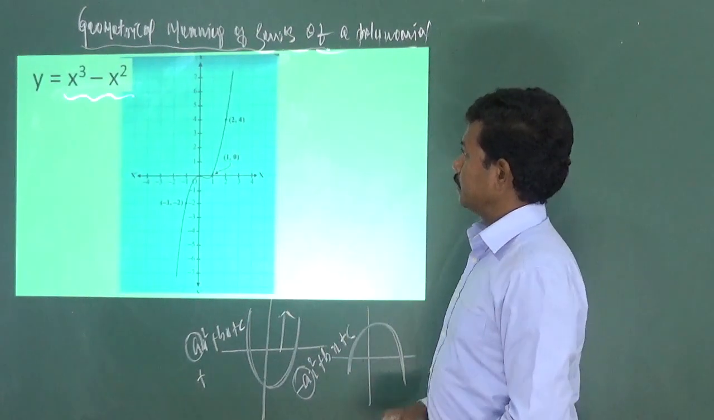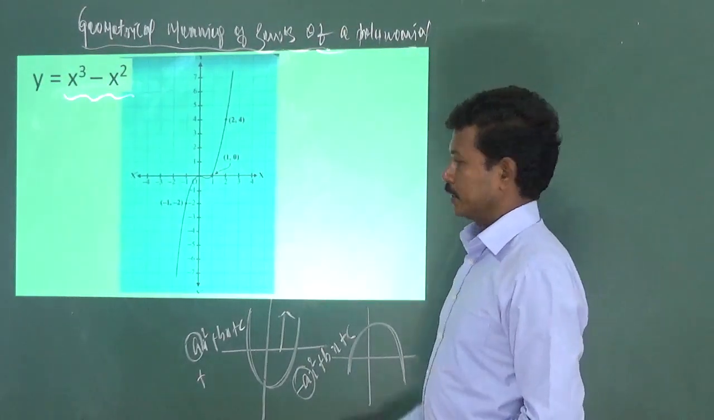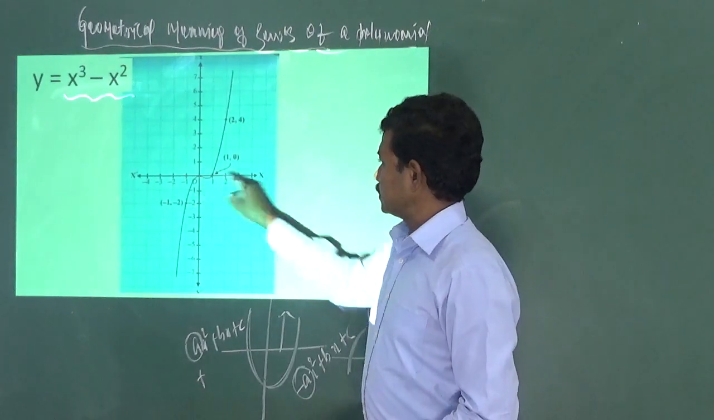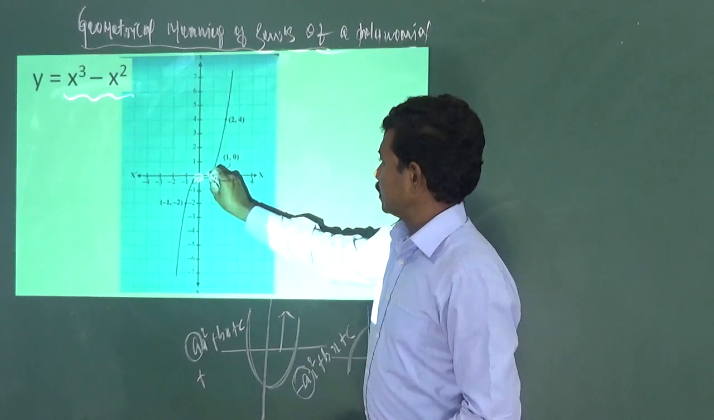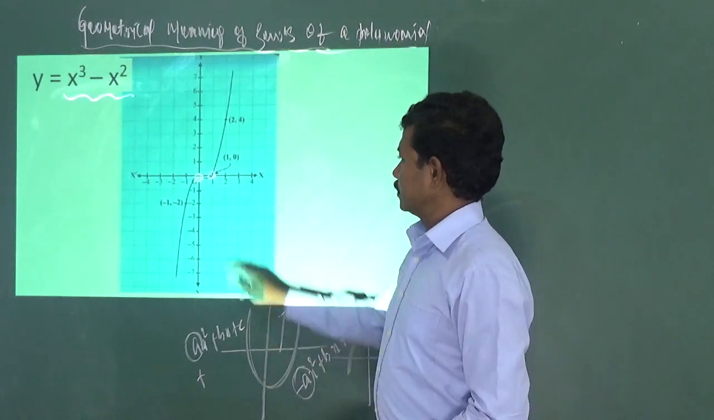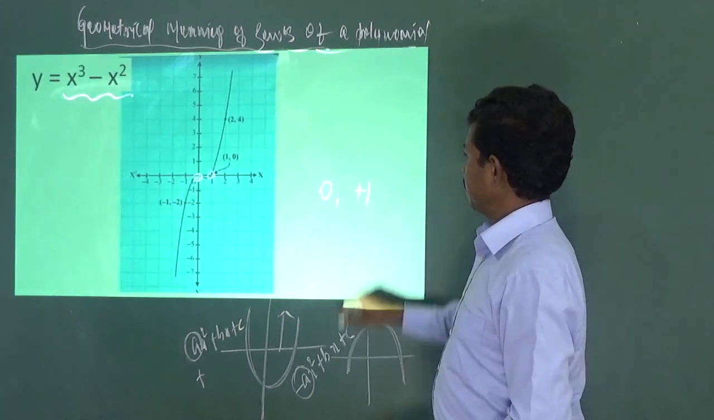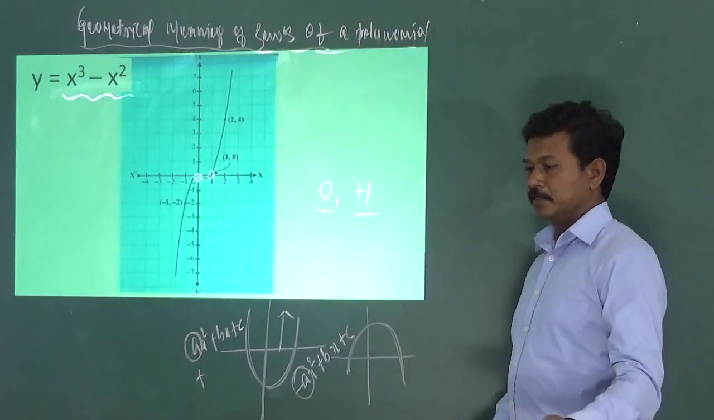So again we come across another cubic polynomial, that is y is equal to x cube minus x square. In this cubic polynomial, you can see the graph here. It cuts the x-axis at 2 distinct points. One is at the origin, another is at plus 1. So there are 2 zeros, one is 0, another is plus 1. It doesn't have the third zero.